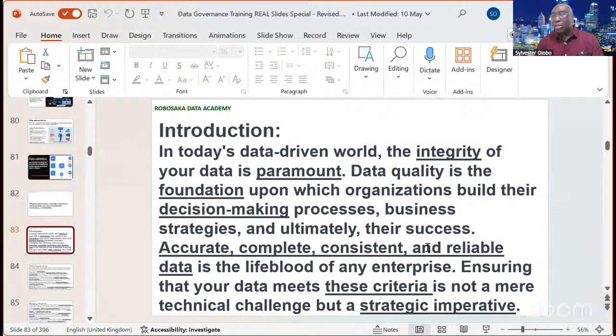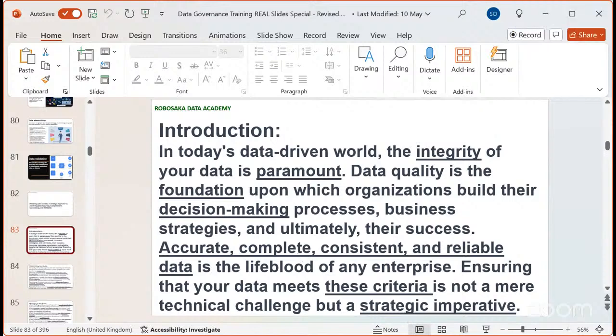Data being accurate, complete, consistent and reliable is actually the main concern of every organization. So ensuring that your data meets these criteria is not just a mere technical challenge, but it is imperative for strategic planning. Very, very important. Can somebody tell me the meaning of strategy? Can anyone tell me the meaning of strategy?